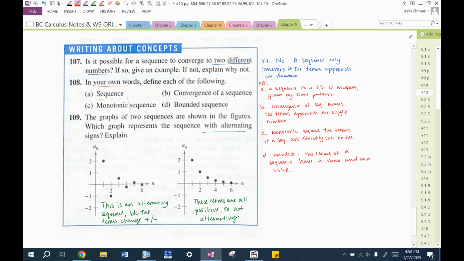And then 109, which one of these is a sequence with alternating signs? So you can see the terms have to alternate every other from positive to negative, and that happens in the first graph. It does not happen in the second graph. So the first one has to be an alternating sequence. The second one is not.